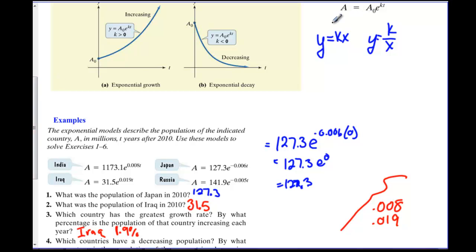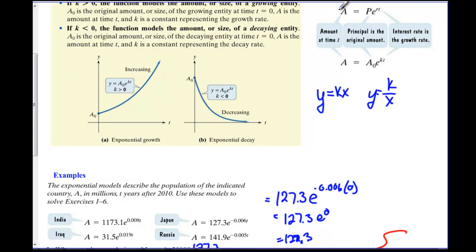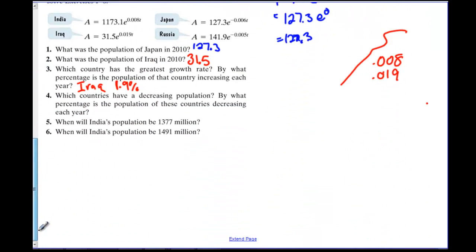Sorry, wrong one. Let me keep going up. There we go. Our A equals P e to the rt, where r is our rate, and we put it in as a decimal. So if we're coming from the equation, this 0.019, we're having to take it to a percentage by moving the decimal over by 2. Is that part okay? All right, super.